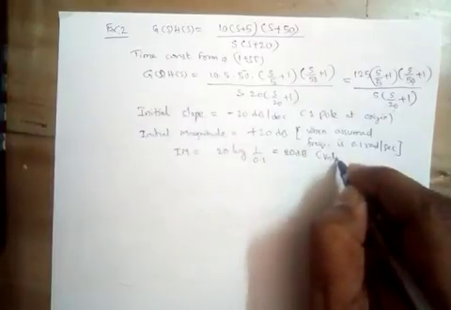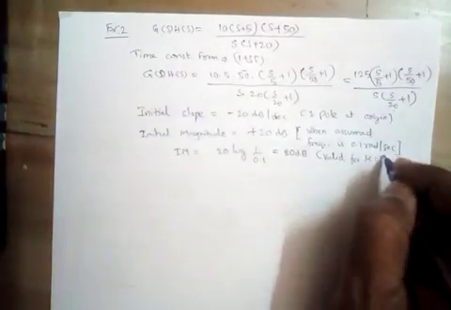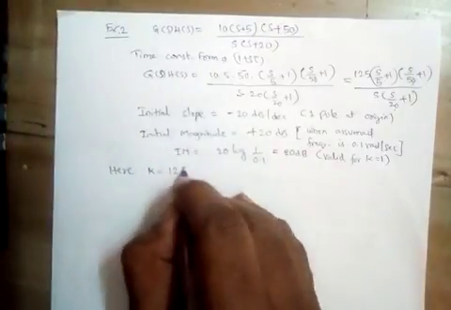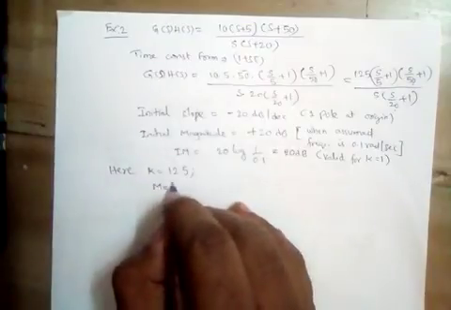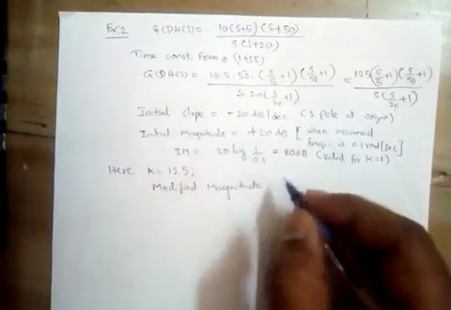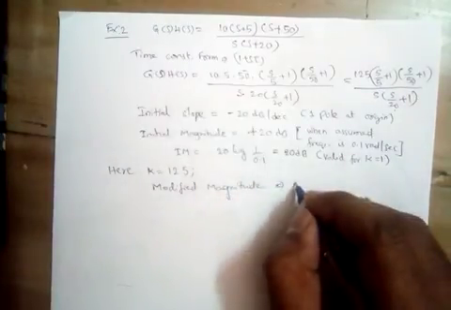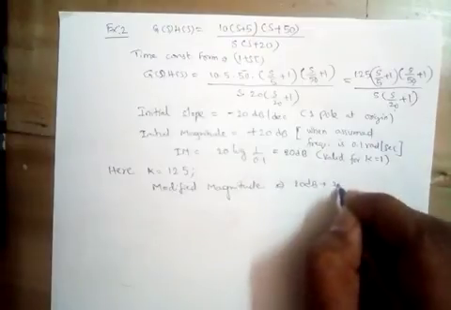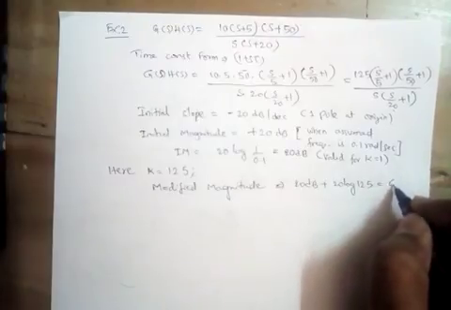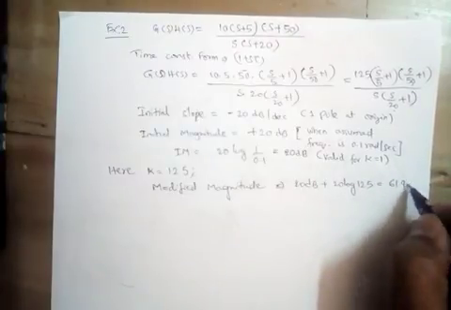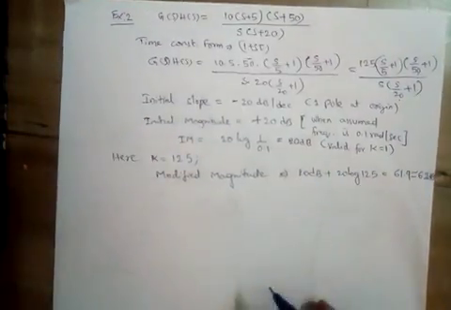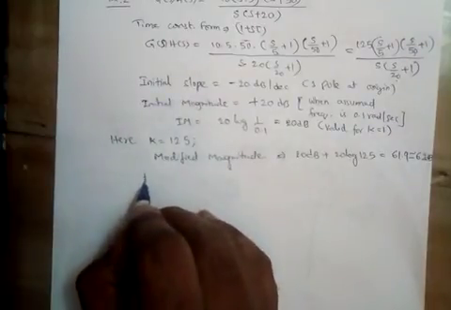This is valid for K equal to 1, but here our K value is 125. So the modified magnitude will be 20 dB plus 20 log 125. You get 61.9, and it is approximated to 62 dB. So the magnitude will be 62 dB.